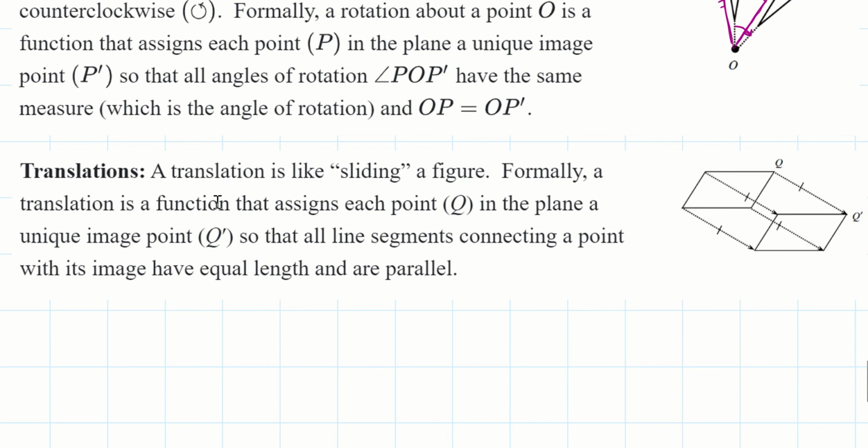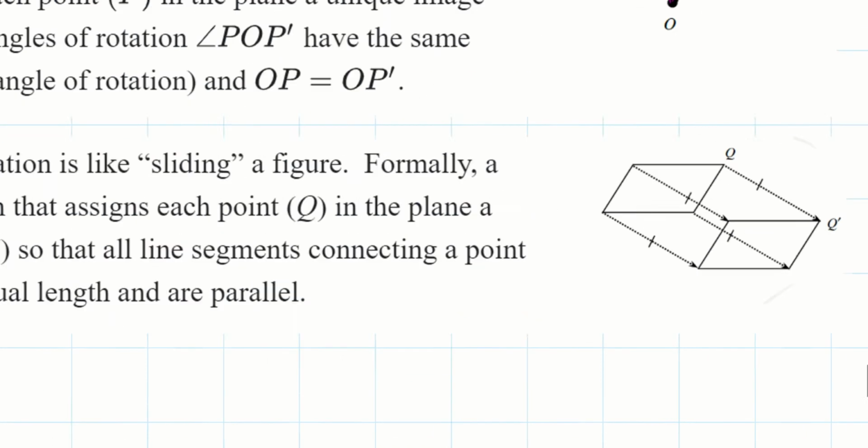Formally, a translation is a function that assigns each point Q in the plane a unique image point Q prime. By the way, these names are just completely arbitrary. It doesn't matter that it's Q and up there they were calling it P. It's just saying take any point Q and a translation is going to assign that to a new location Q prime. So that all segments connecting a point with its image will have equal length and be parallel.